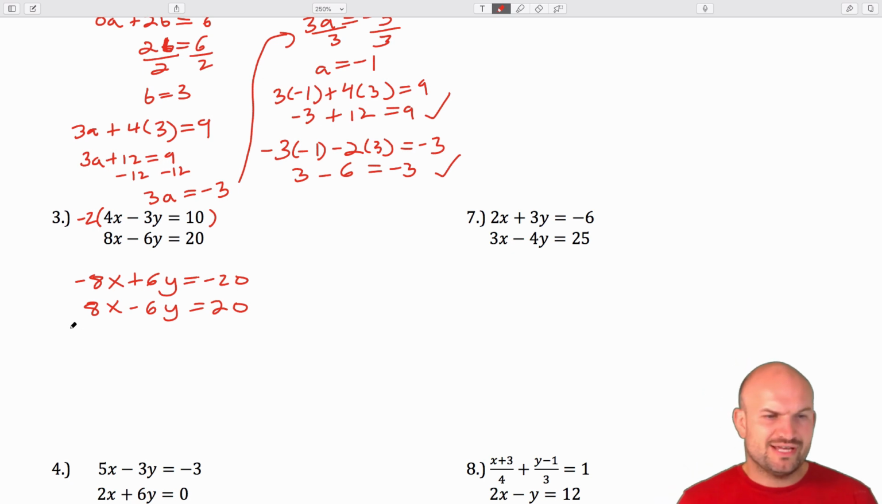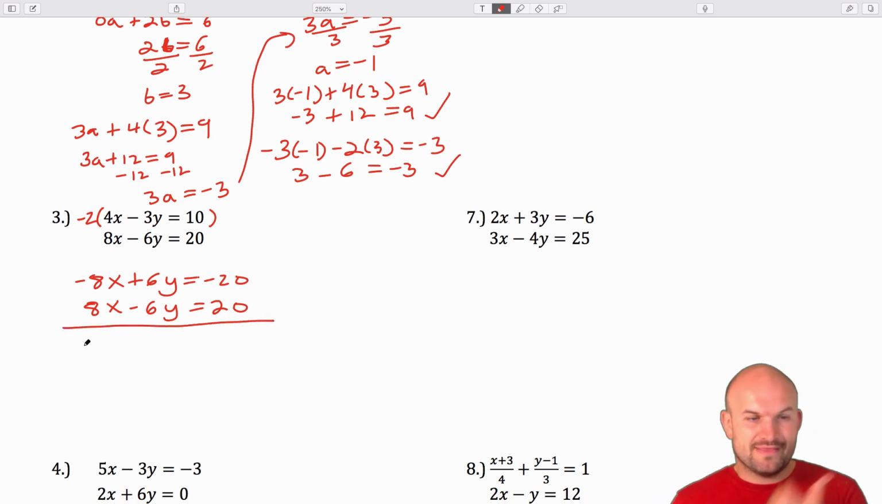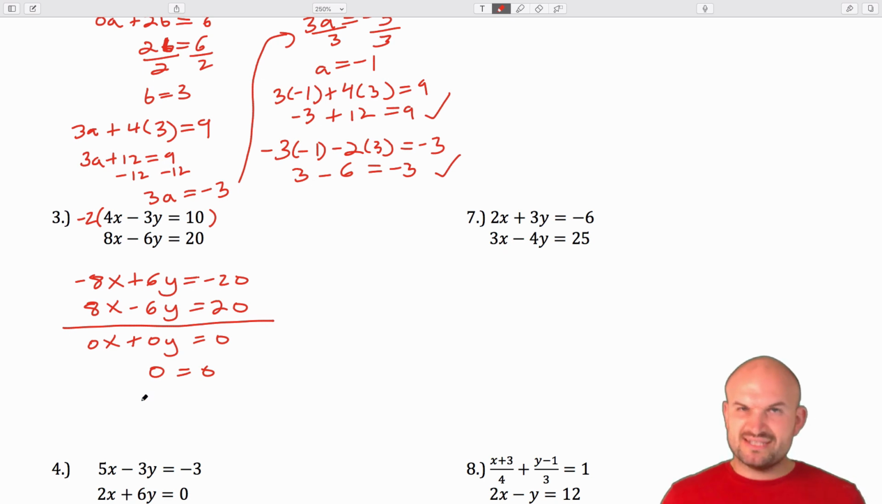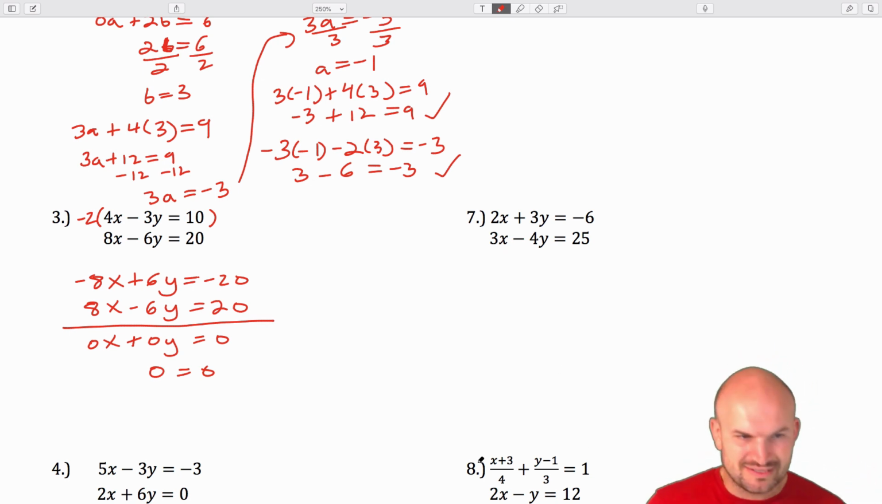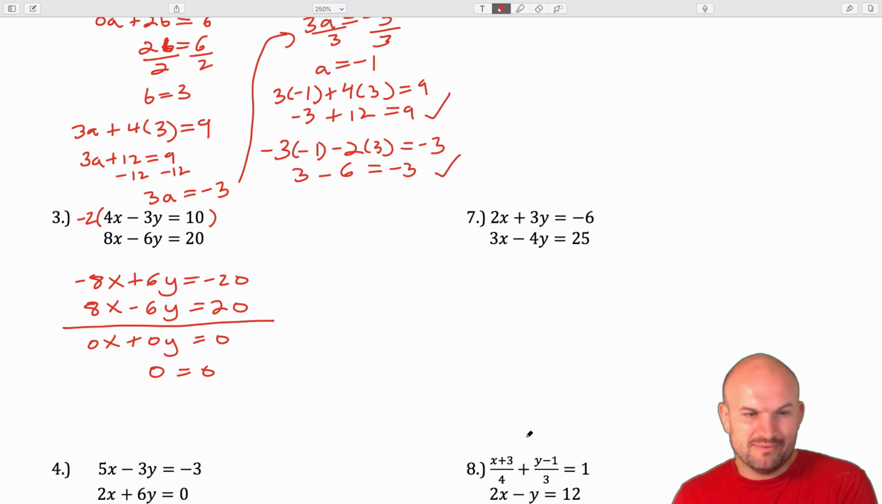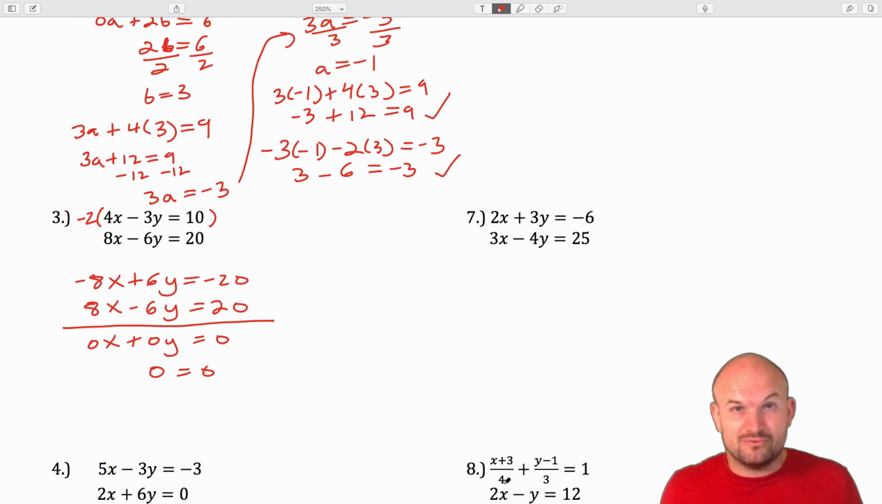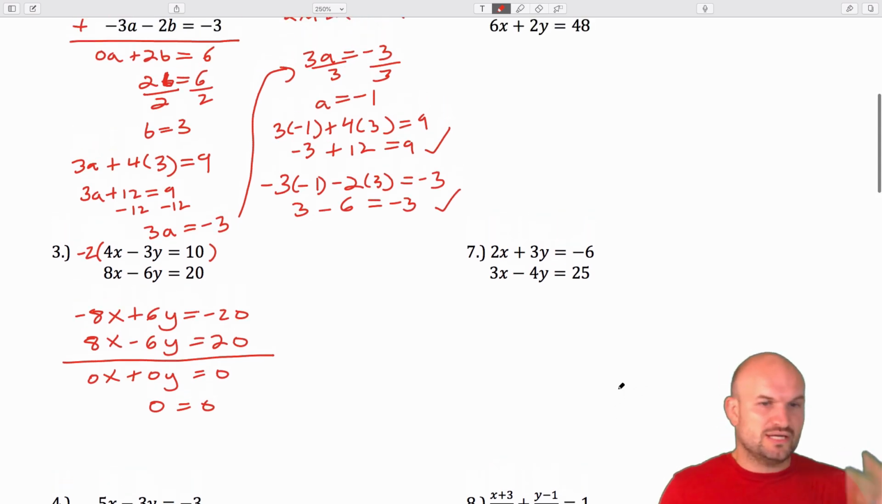Now, something very, very interesting happens here. When I add them up, I get 0x plus 0y is equal to 0. So basically, I get 0 is equal to 0. So what does that mean? What is the value? We didn't eliminate just x. We actually eliminated x and y, and we don't really have a solution. We didn't get an x equals and a y equals.